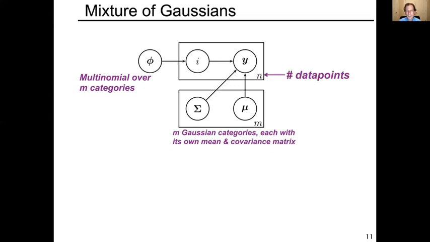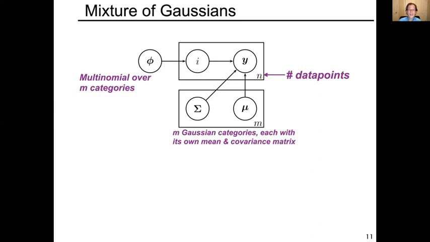So these square plates that you see here, these are called plates. And this is what's called plate notation for directed graphical models. And the idea is that whatever is inside the plate is replicated the number of times of the index number in the corner of the plate. So there are M categories with sigma and mu. So there will be a sigma 1 through sigma M, a mu 1 through mu M for the M categories. And there are N data points.